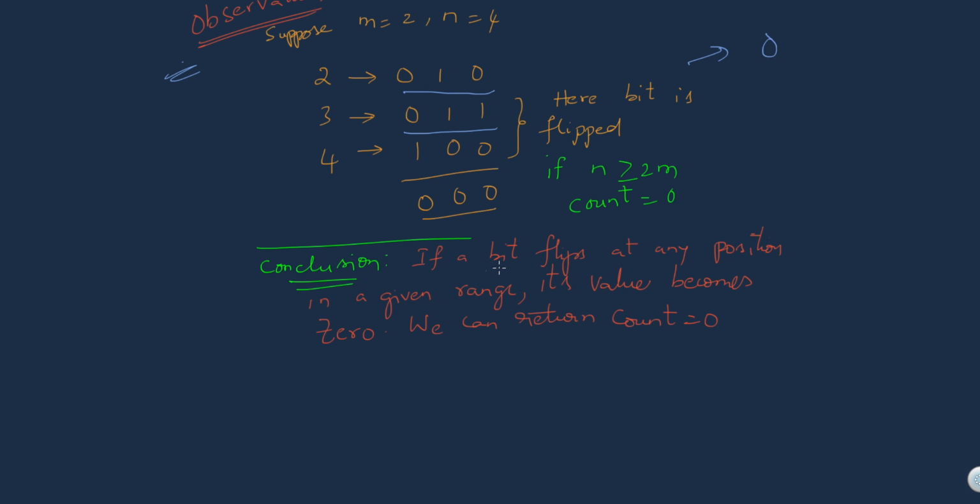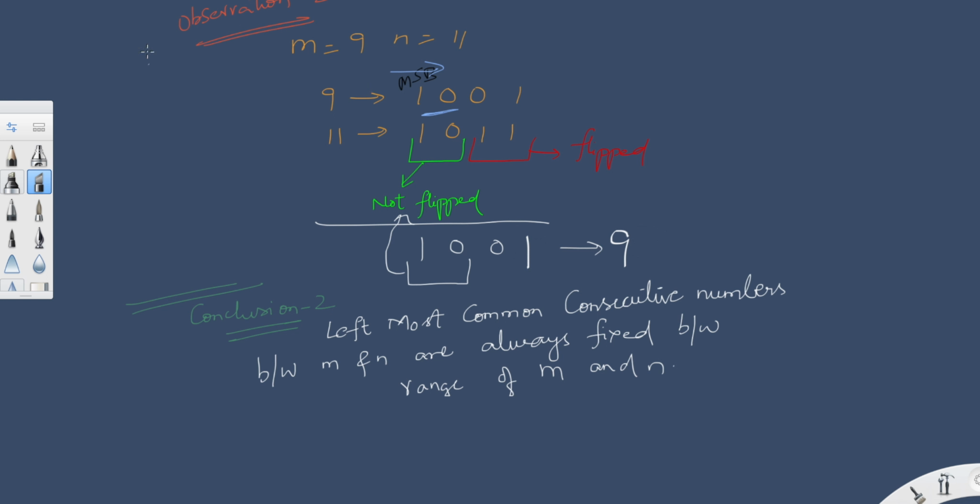So our observation 1 is if a bit flips at any position in a given range, its value becomes 0. We can return count is equal to 0. So this can be said that if n greater than or equal to 2m, count is equal to 0. So this is our observation 1. So let us proceed with our observation 2.